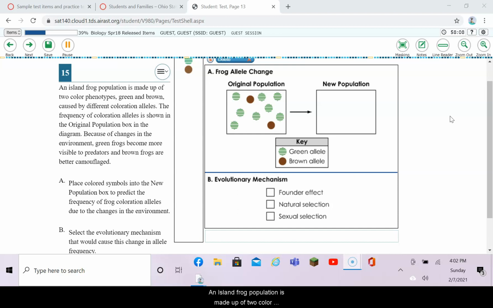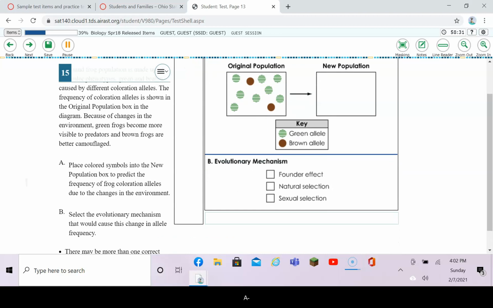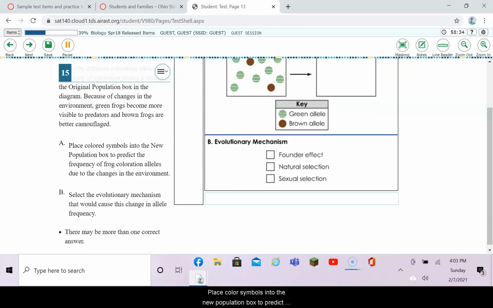An island frog population is made up of 2 color phenotypes, green and brown, caused by different coloration alleles. The frequency of coloration alleles is shown in the original population box in the diagram. Because of changes in the environment, green frogs become more visible to predators and brown frogs are better camouflaged. A, place color symbols into the new population box to predict the frequency of frog coloration alleles due to changes in the environment. B, select the evolutionary mechanism that would cause the change in allele frequency. There may be more than one answer.